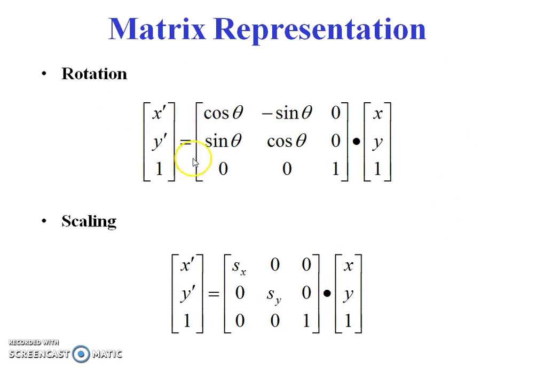Finally, the matrices for three dimensions can be obtained for the rotation matrix and the scaling matrix. An additional row and an additional column will be introduced for three dimensions. This can be continued in the next session.